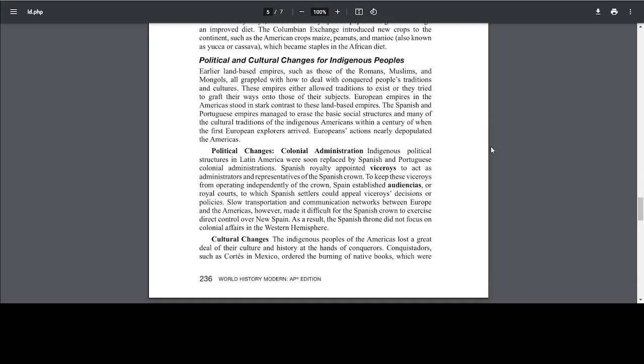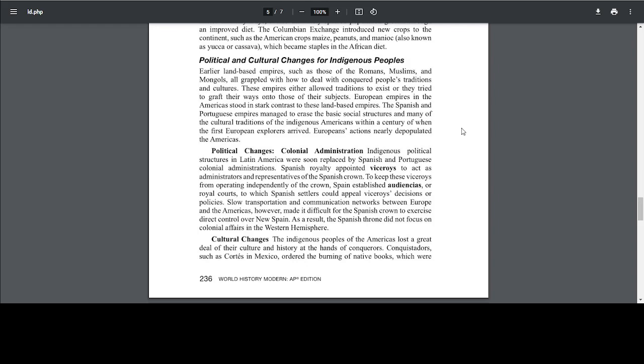Political and cultural changes for indigenous peoples. Earlier, land-based empires, such as those of the Romans, Muslims, and Mongols, all grappled with how to deal with conquered peoples' traditions and cultures. These empires either allowed traditions to exist, or they tried to graft their ways onto those of their own subjects.